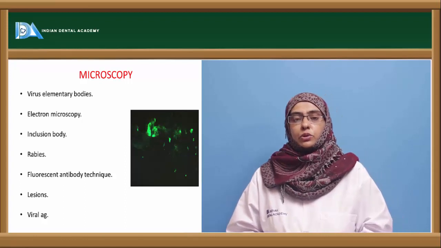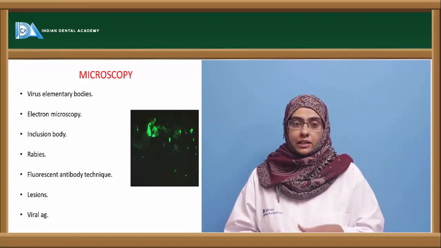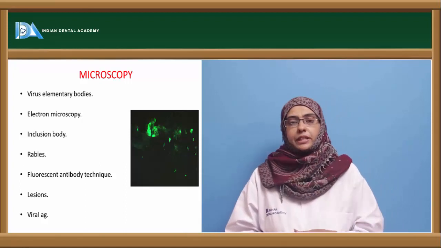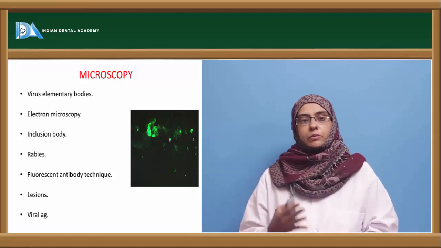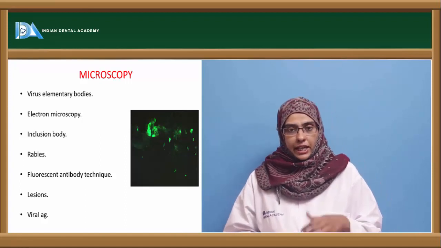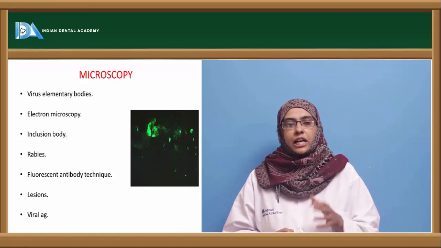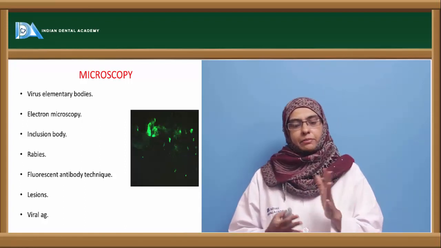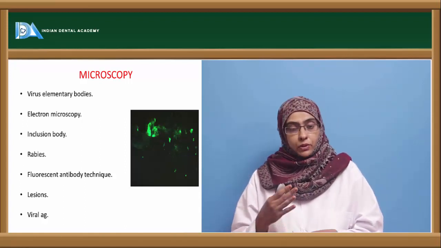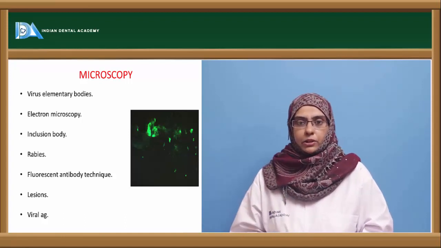Here we cannot make use of the light microscope because these organisms are ultramicroscopic in nature. You have to go with the most sophisticated technique, that is electron microscopy, for identifying the virus elementary bodies. As we have seen, inclusion bodies can be stained and seen under the light microscope, but to identify the viruses you have to go with electron microscopy.